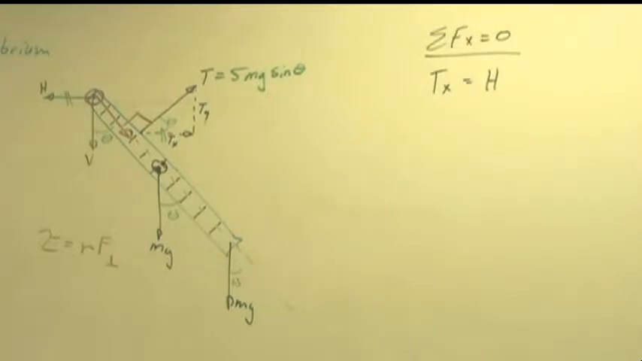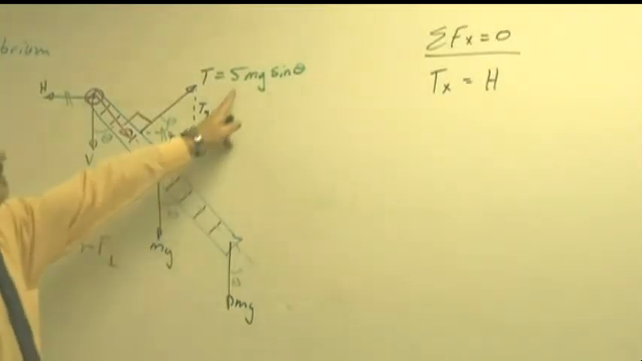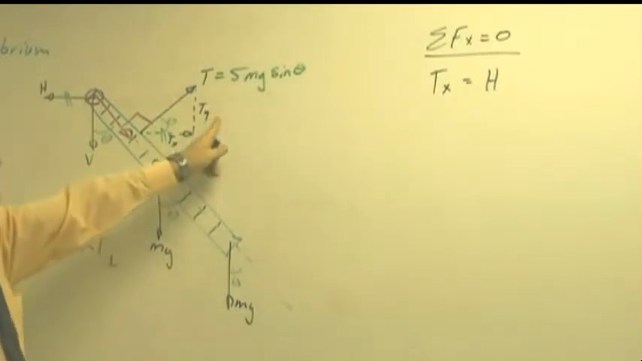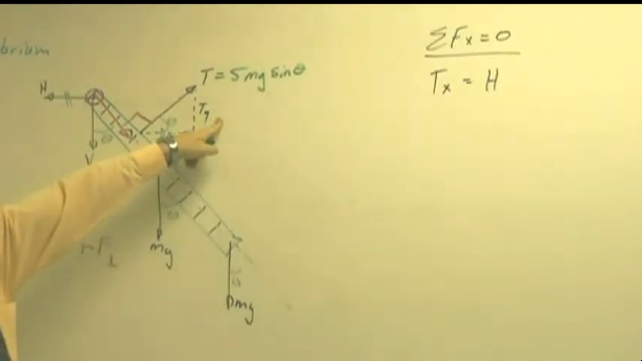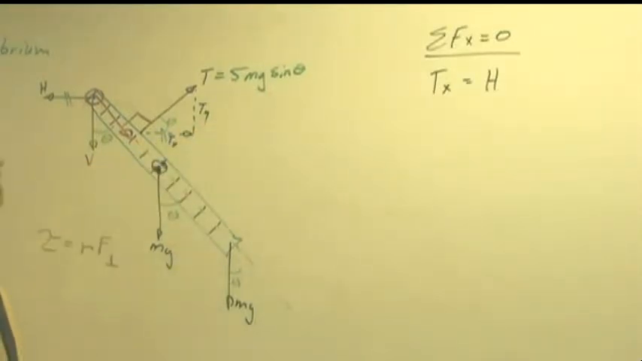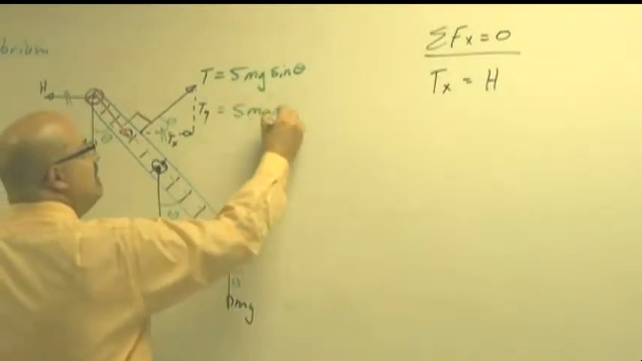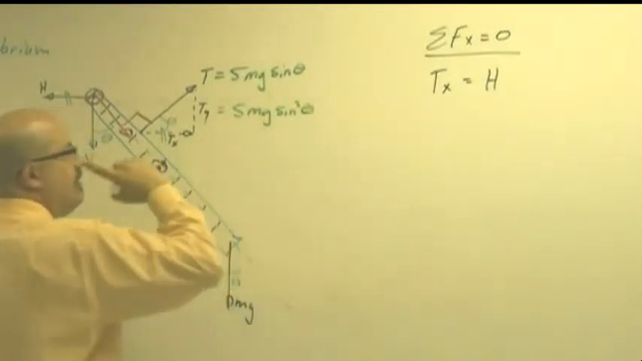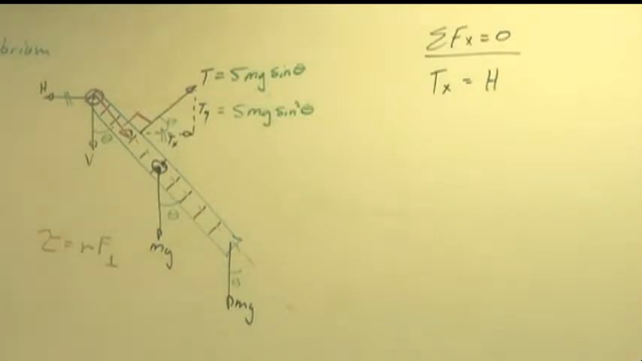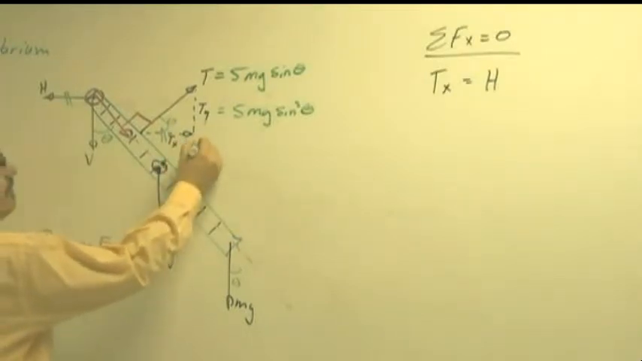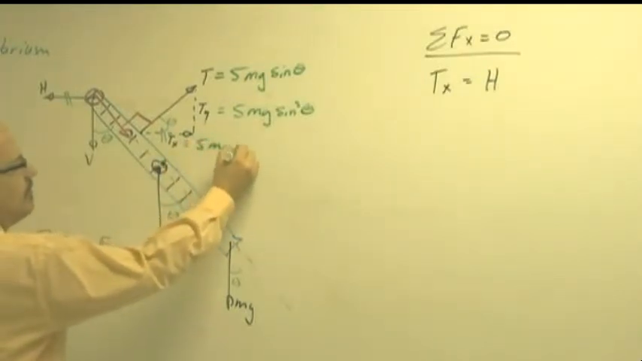That's 3T. Where did the 3 go? All right, so if that's T, what's the vertical part? The distance is 3. This is 5 mg sine squared theta. The other forces are making it work together. And since we're not moving, the torques have to be equal, right?